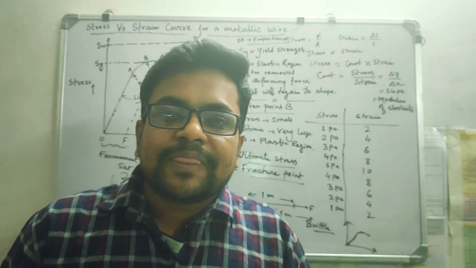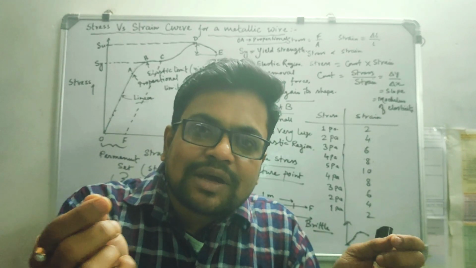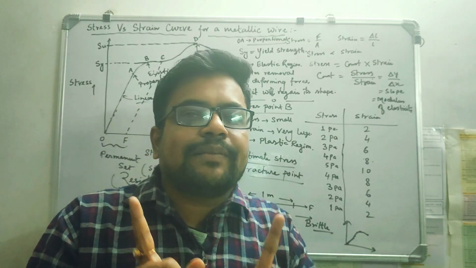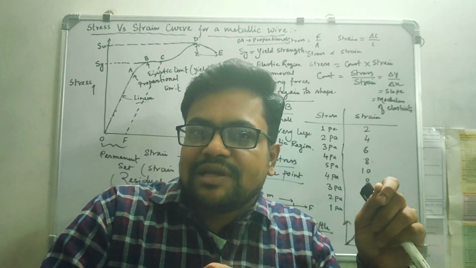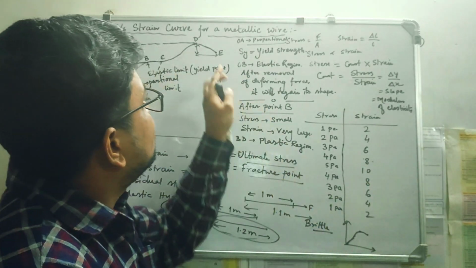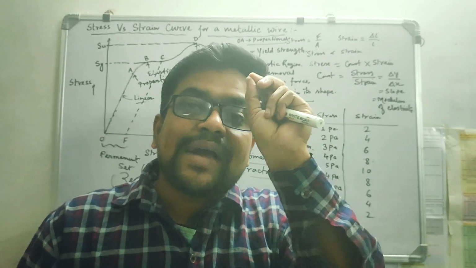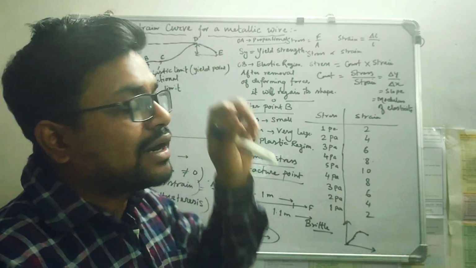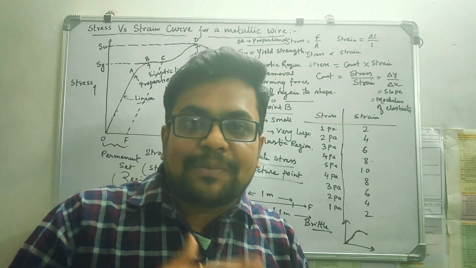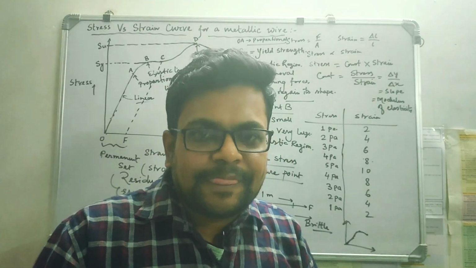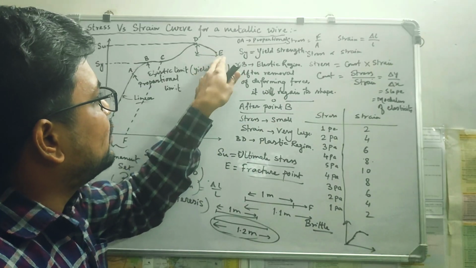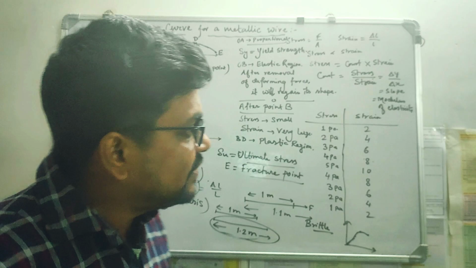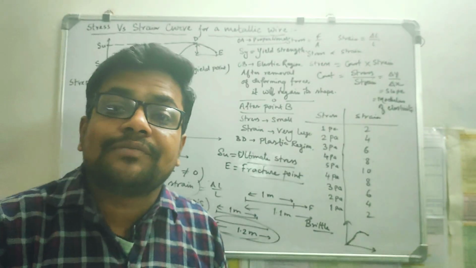In the elastic zone, when we remove the force it will come back to its original shape, but in the plastic zone it will never come back to its original shape. It will continuously increase its length, and this is the maximum stress, the maximum tolerable limit of the wire. After that it will break into pieces. So this is the broken point or fracture point, it is also called. So this is all about the stress versus strain graph of a metallic wire.